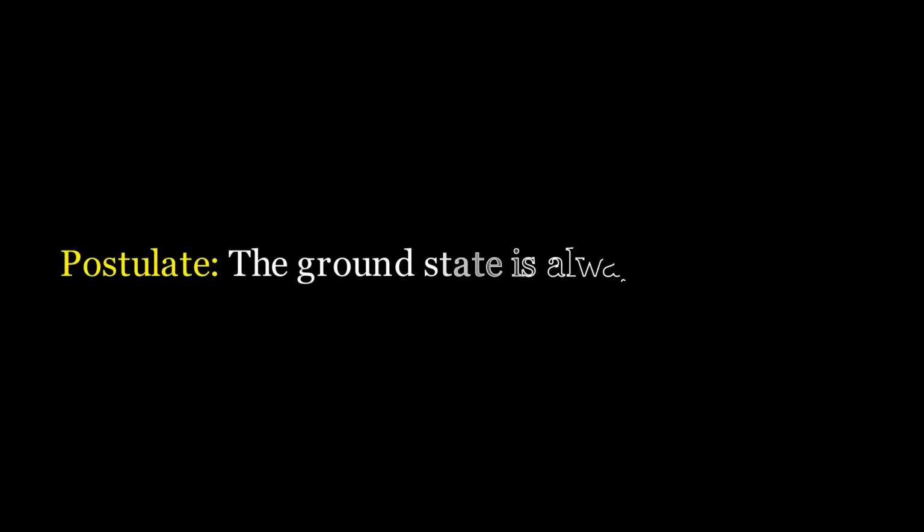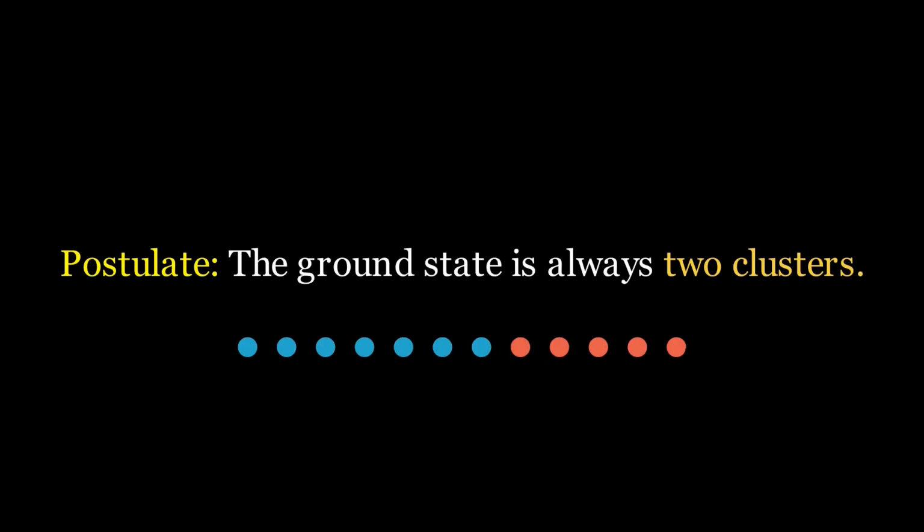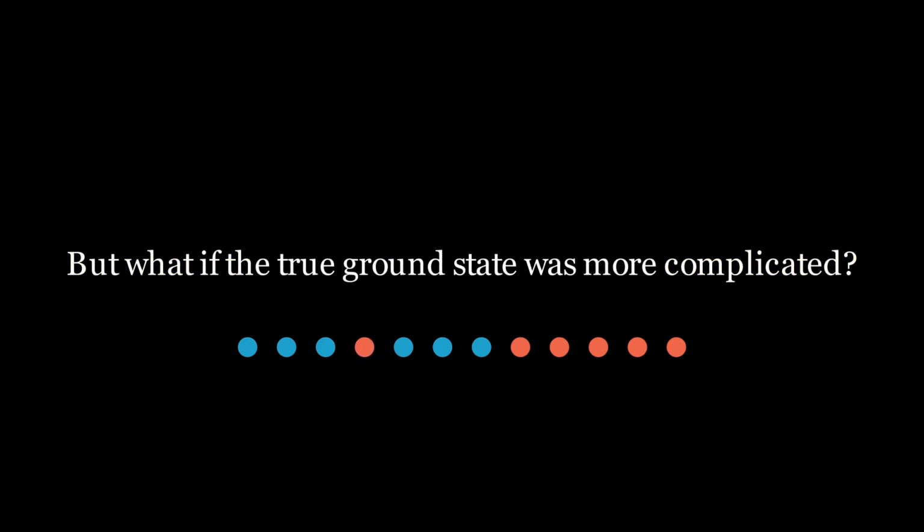His postulate was that the grounded state of the system is always two clean clusters. A block of plus ones followed by a block of minus ones. Simple, predictable. But what if he was wrong? What if the universe wasn't quite so elegant as he thought? What if the true grounded state, the actual configuration of lowest energy, was just a little more complex?